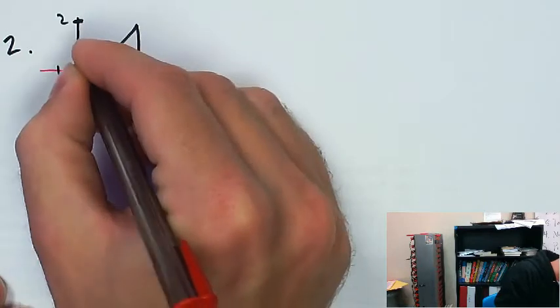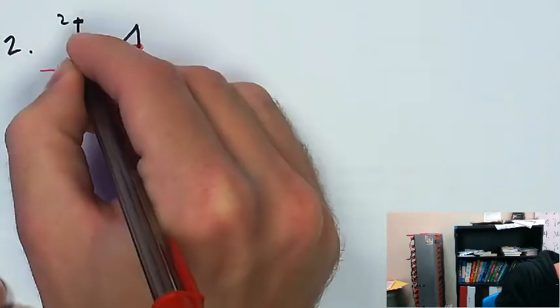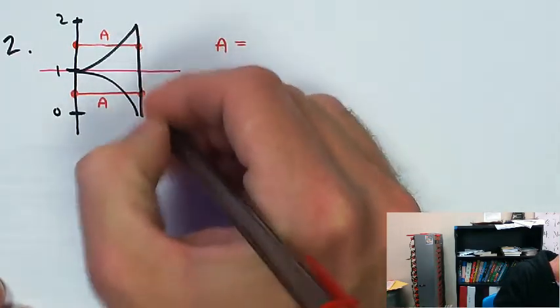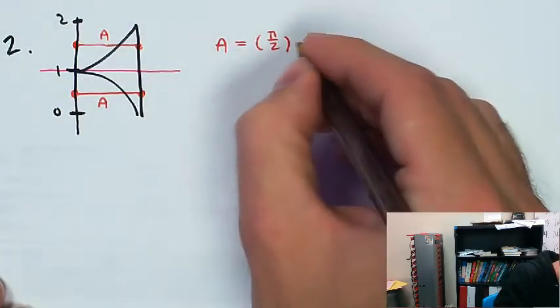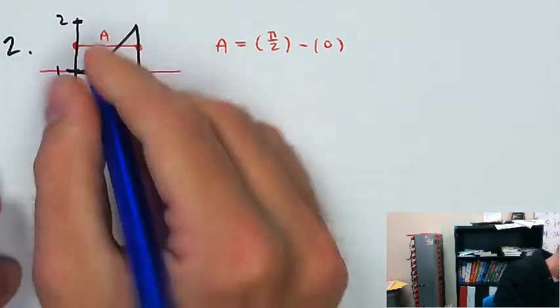okay, that's A. And this A is always going to be the same. A being right minus left. This is x equals pi over 2. On the left, that's the y-axis. That's the set of all points where x equals 0. Okay.